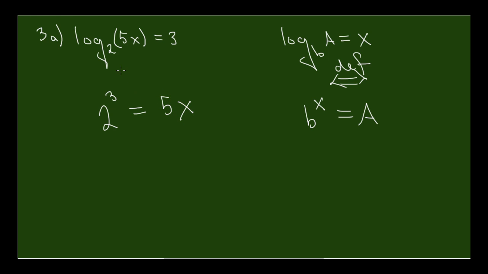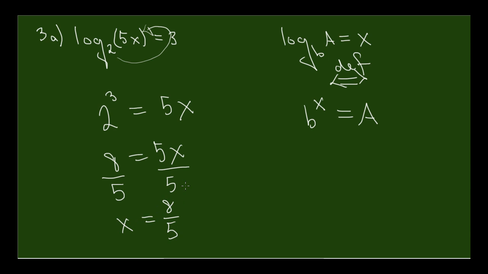And notice that's just this little circling here, just a little way to remember, at least for me. Now, 2 to the third is 8. This is equal to 5x. If we divide both sides by 5, we find that x is equal to 8 over 5. And that's it.